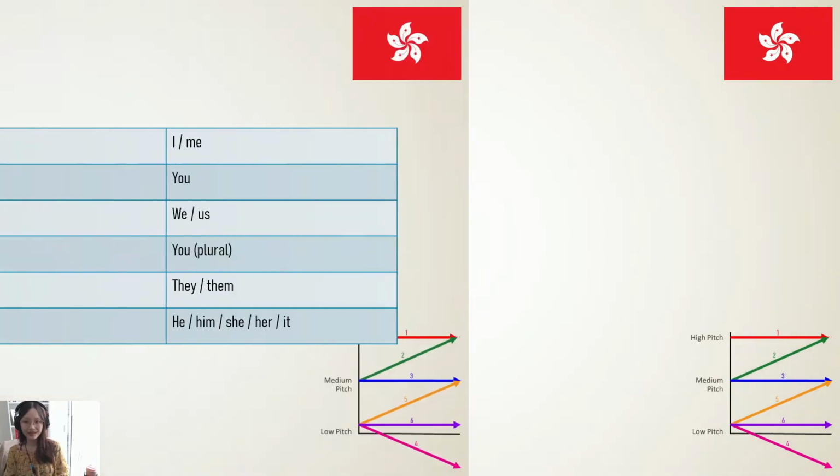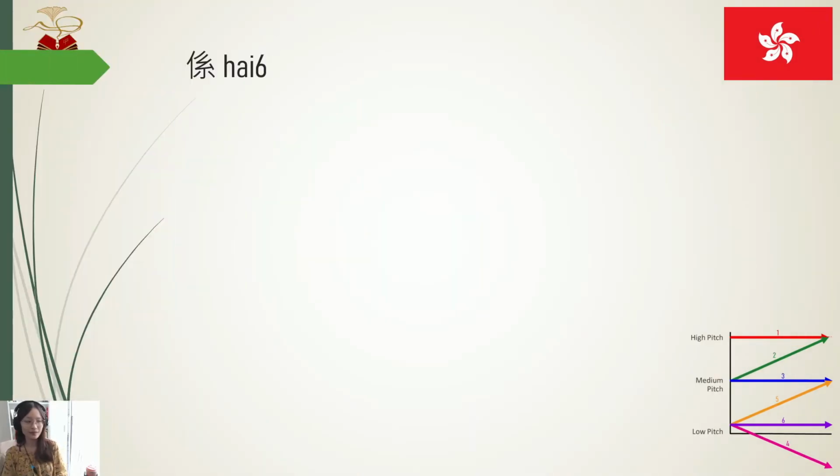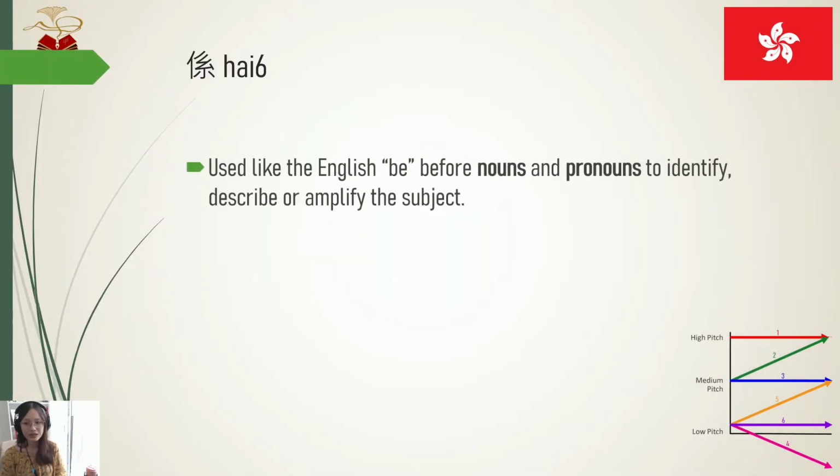Perfect. Now we have hai. Hai is used like the English be before nouns and pronouns to identify, describe, or amplify the subject. Note that it is only used before a noun or a pronoun. So not an adjective, not a verb, noun and pronoun.